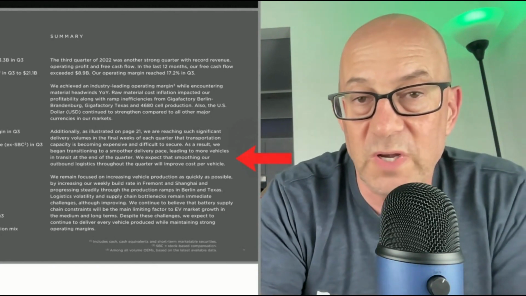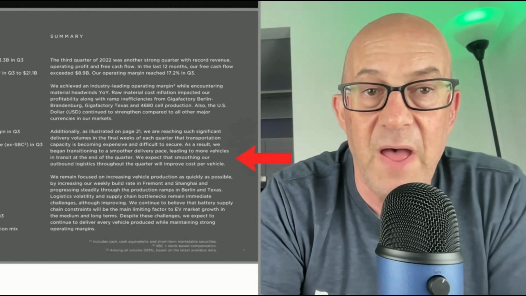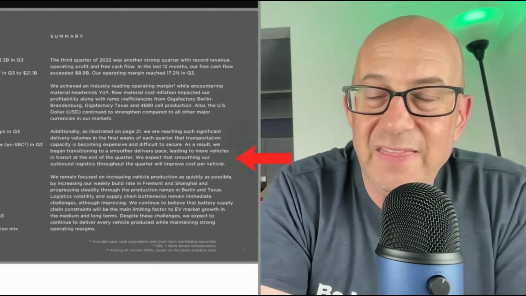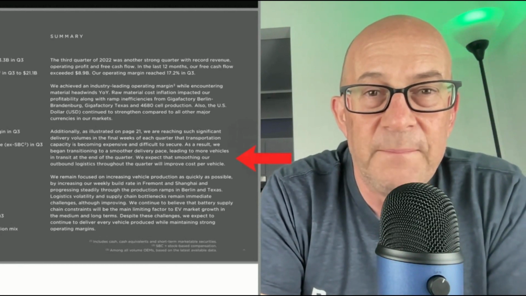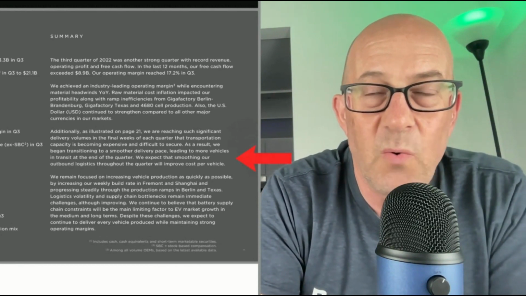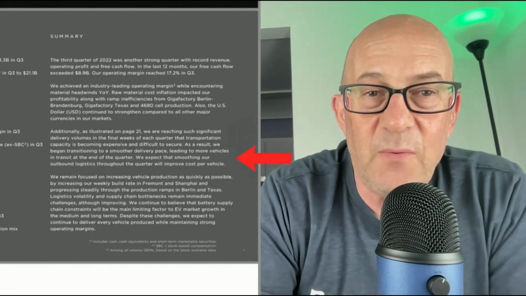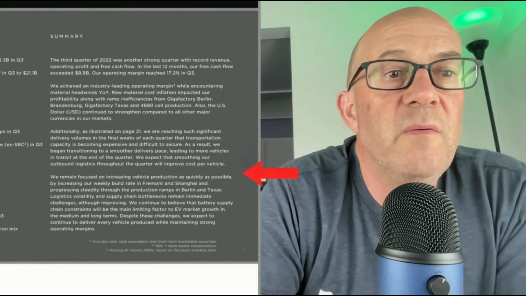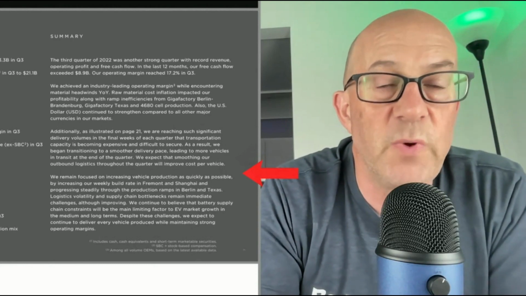Again, in Q1, we're going to see the big price cuts having an impact. But in Q4, we don't see that yet. Because again, I think it was the last 2 weeks of Q4 that we saw some price cuts or some discounts offered. But that was a small number of vehicles for the quarter compared to what we're going to see in Q1. Remain focused on increasing vehicle production as quickly as possible.